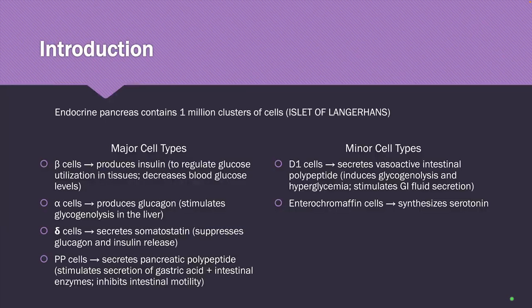To begin, the endocrine pancreas contains a lot of clusters of cells called the islets of Langerhans. That is the most important structure in your endocrine pancreas. We'll be discussing the exocrine pancreas later. Major cell types include your beta cells, alpha cells, delta cells, and PP cells. The functions of these cells are listed here.